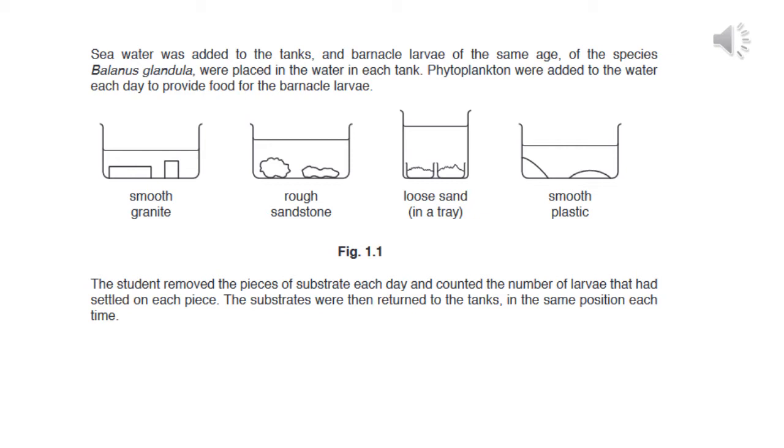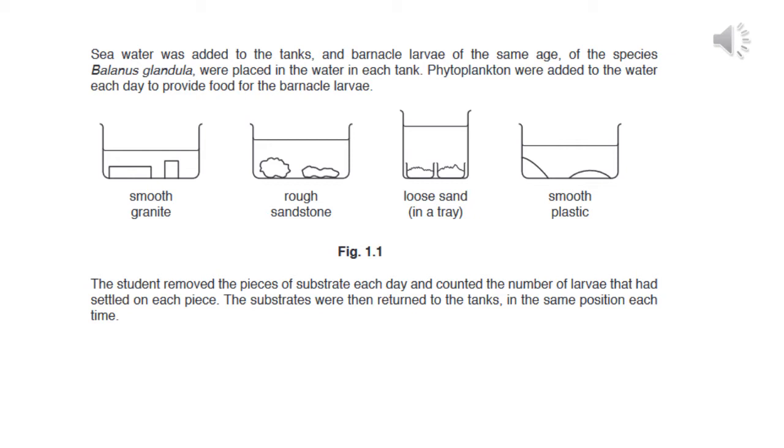So for the next part of your exam paper here, we get what is very typical of paper 2. We get a lot of text and information, and it's important to pay notice. We are told that seawater was placed in tanks, and barnacle larvae of the same age, of the same species, were placed in the water in each tank. Phytoplankton was added to the water each day to provide food, and then the different substrates were added.